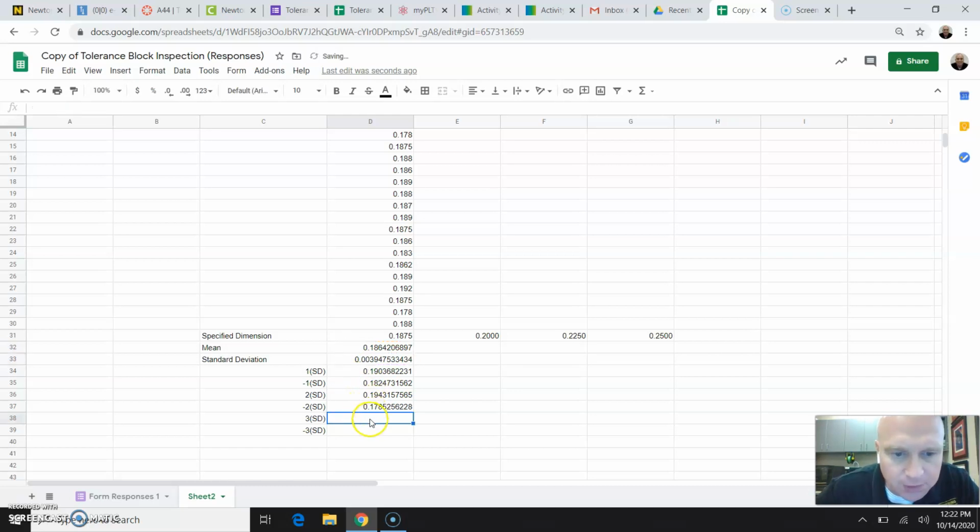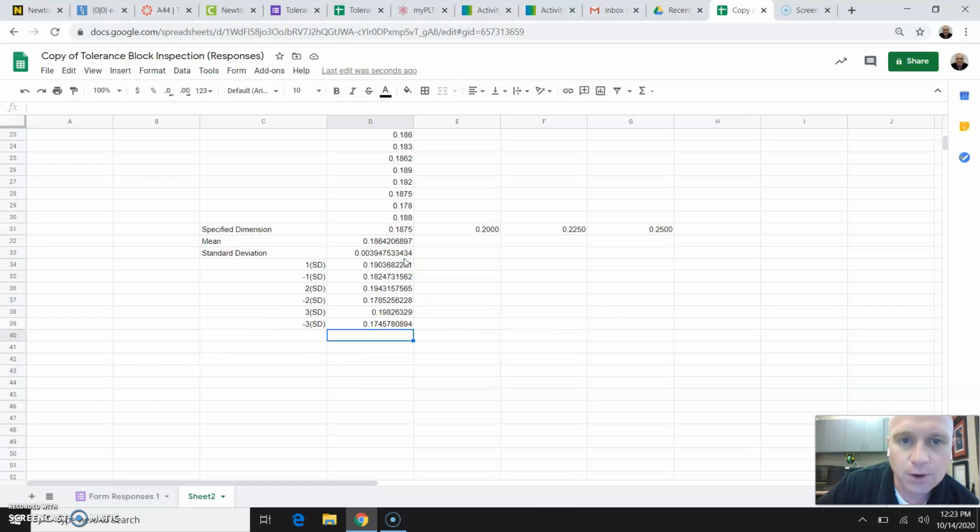And the last one, we'll do 3 standard deviations, so I'll say equals our mean again, plus 3 times our standard deviation, and then I'll do our minus 3 standard deviation, or equals the mean minus 3 times the standard deviation. And there we have all of the data that we're going to need to make some decisions about tolerances for our parts.